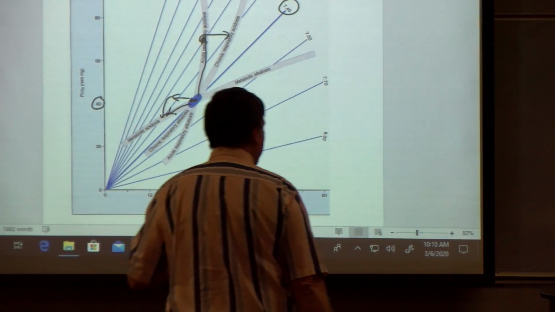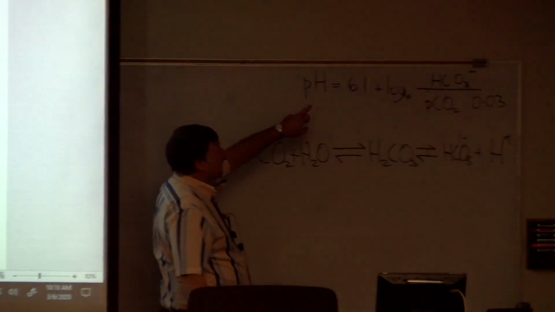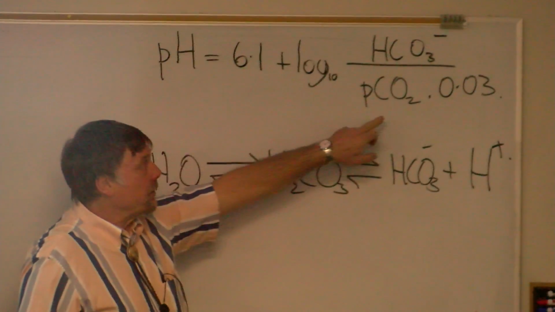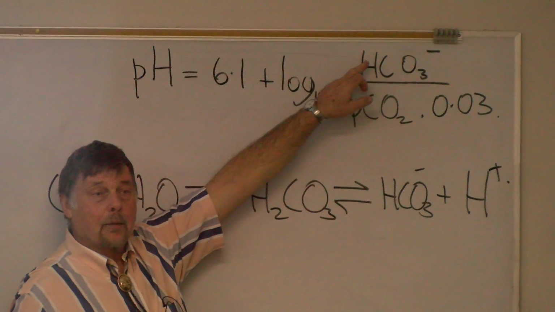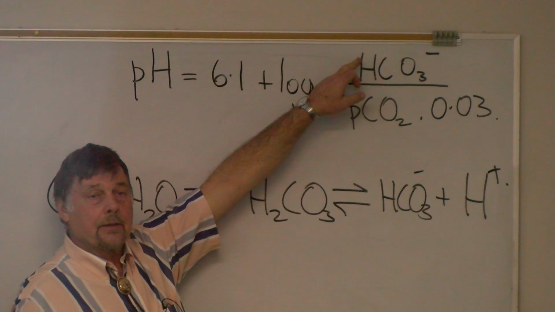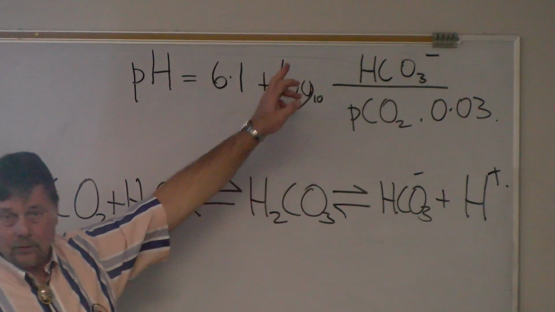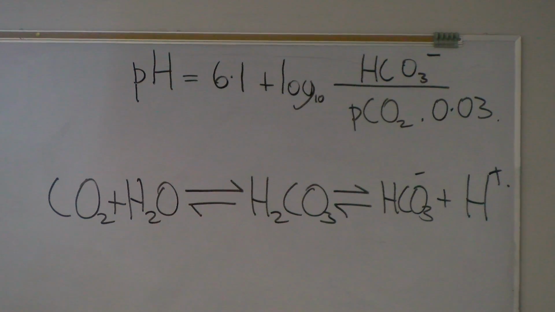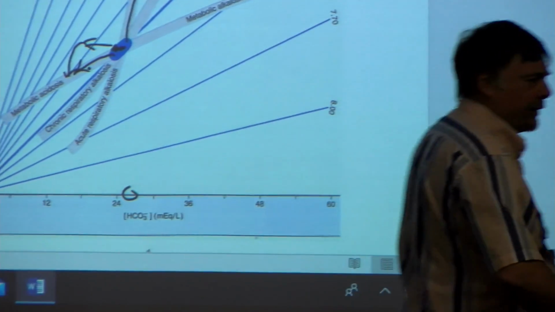Understand, and I said this the other day, we measure pH, we measure PCO2, and the only unknown in the equation is bicarbonate, so the bicarbonate that's reported is a calculated value from the Henderson-Hasselbalch equation. Yep. Okay. All right. So let me get rid of this screen.